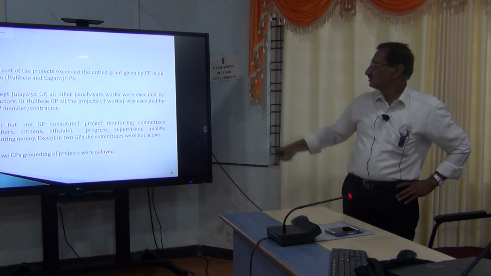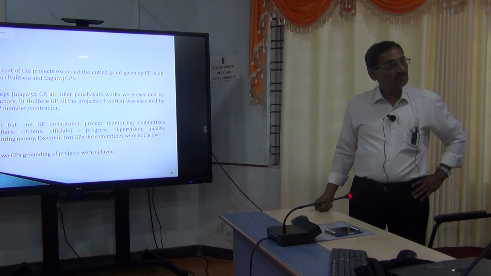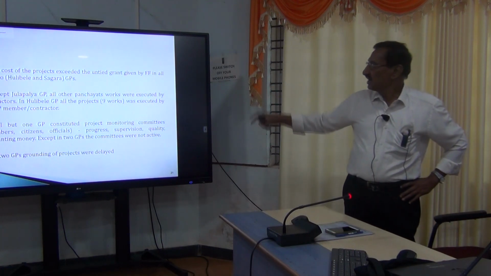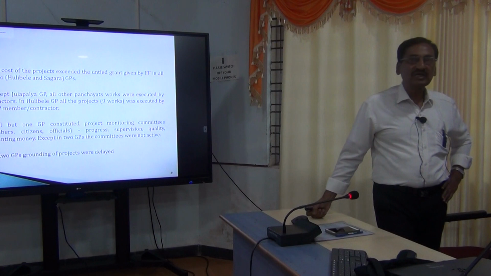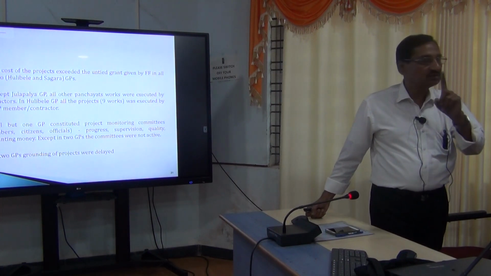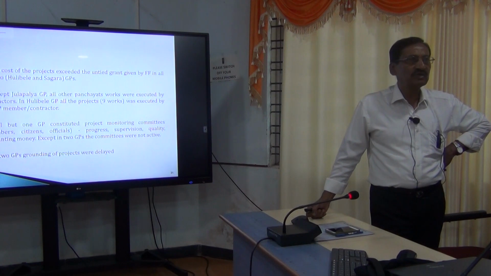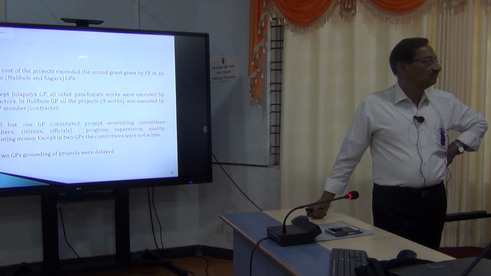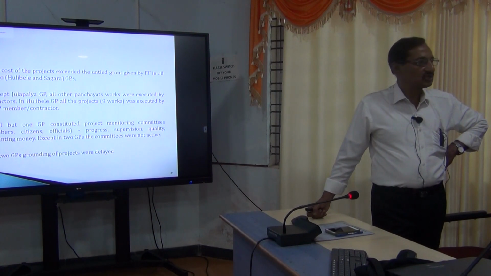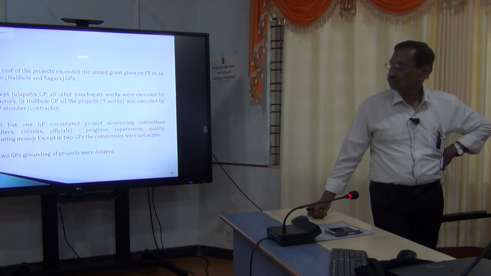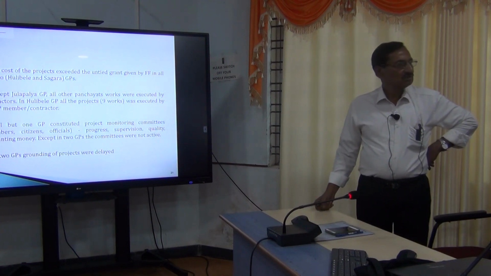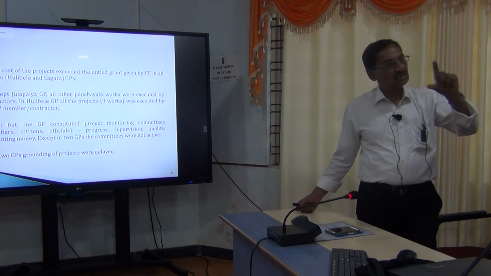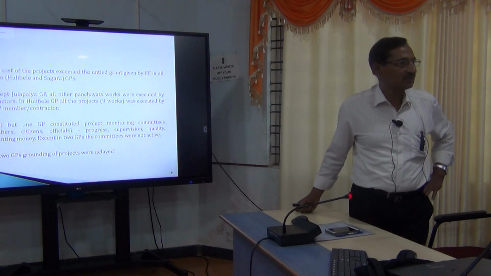In Ulibele Gram Panchayat, they have taken up 9 projects. All 9 works were implemented by 1 member of the Gram Panchayat. Among 30 or 35 members, 1 Gram Panchayat member took the implementation of 9 projects. In other words, that member was a proxy contractor. Contractor come member or member come contractor.